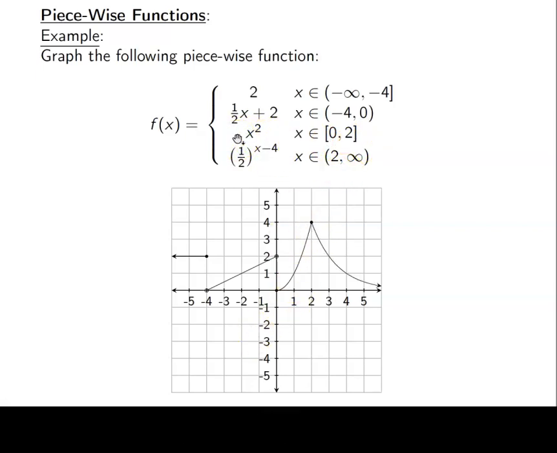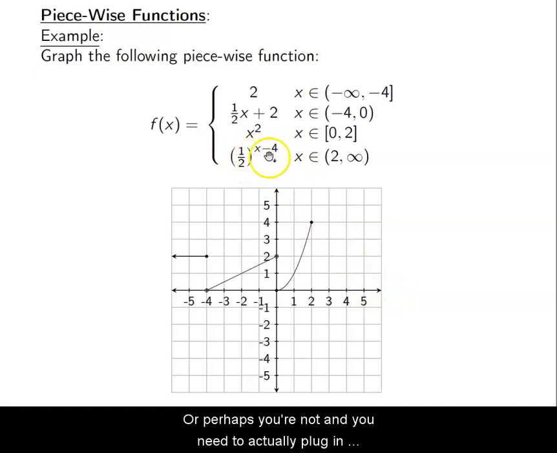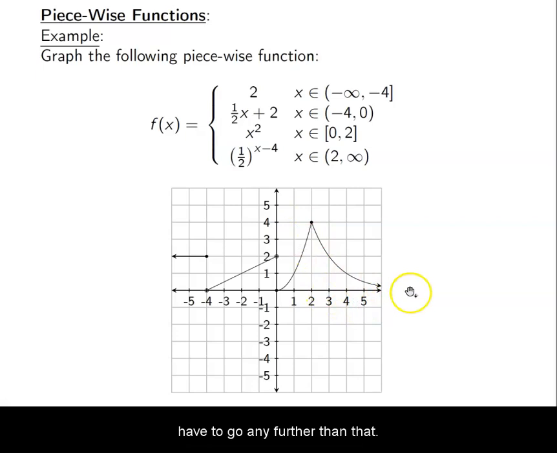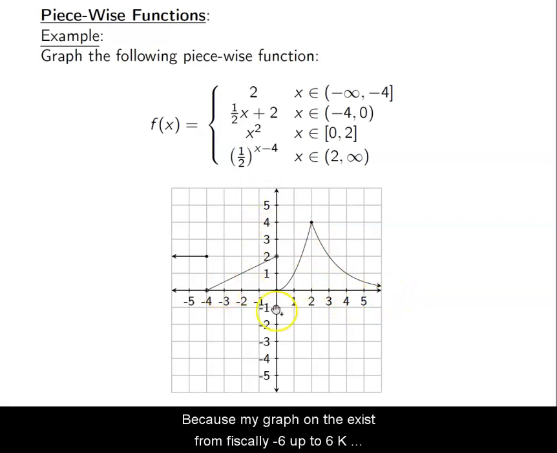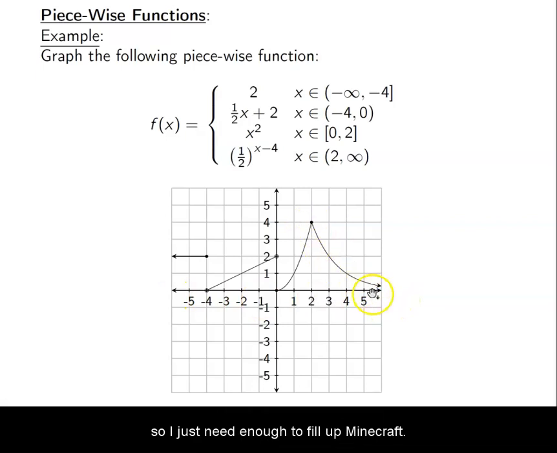And then here I have my exponential function. If you're familiar with the way exponential functions work, you can just go ahead and plot it. Or perhaps you're not and you need to actually plug in values, so you can plug in 3, plug in 4, plug in 5, and get your output values here. But it will look like this. I don't have to go any further than that because my graph only exists from basically -6 up to 6. So I just need enough to fill up my graph.